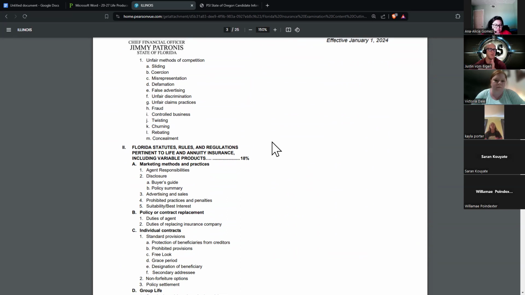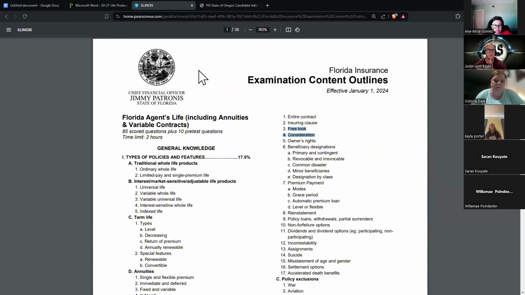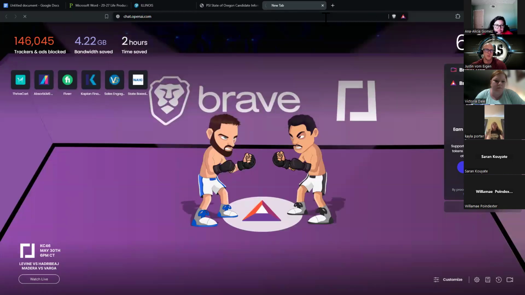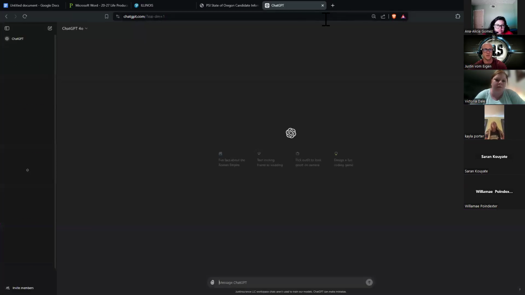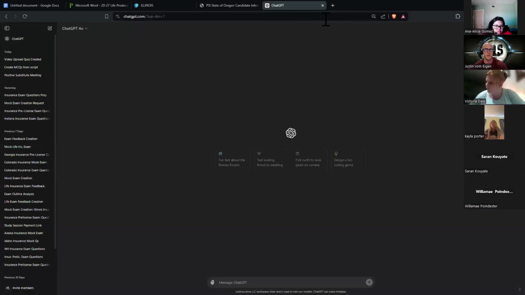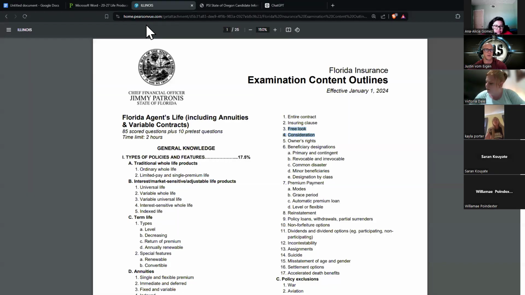Okay. You can even use ChatGPT. All right. So ChatGPT is really good. It's $20 a month, but there is a free one. So you just go to ChatGPT, and I'll just do an example here for Florida. I know it says Illinois. I don't know why it says Illinois, but it's not Illinois.